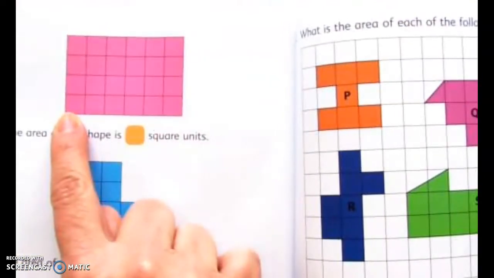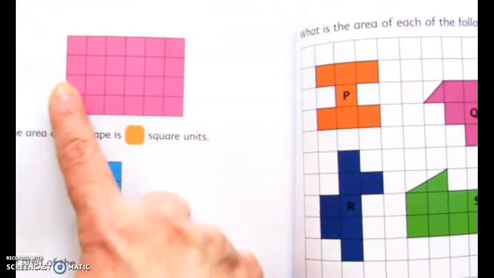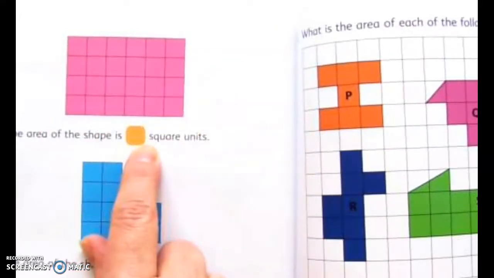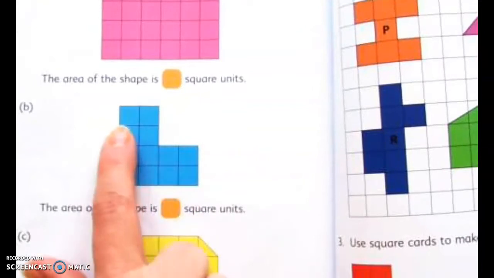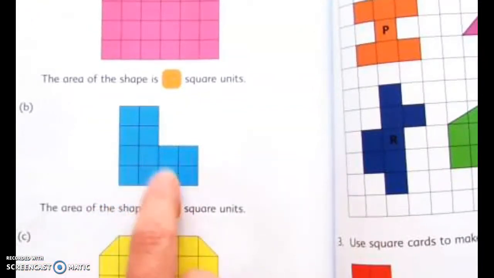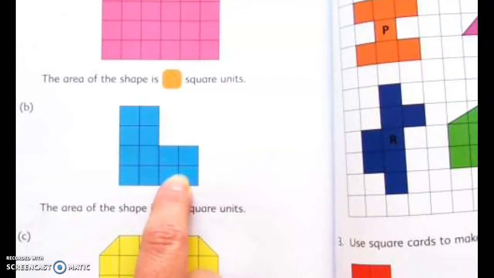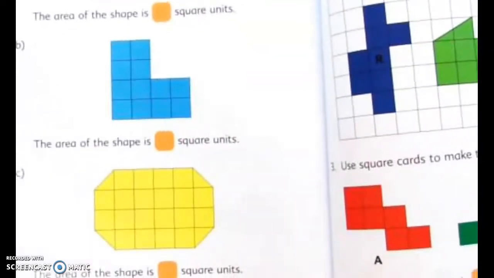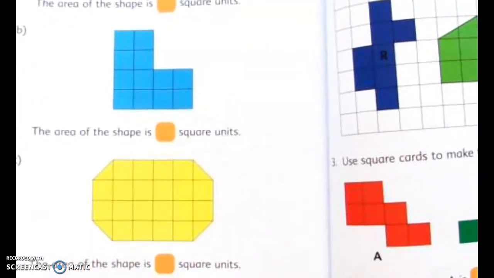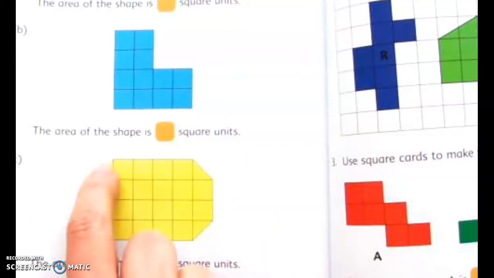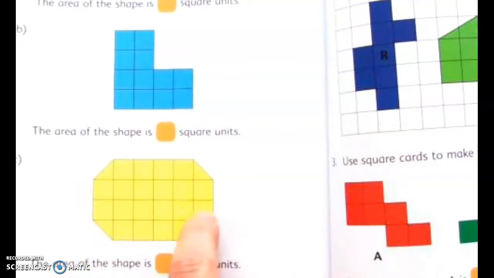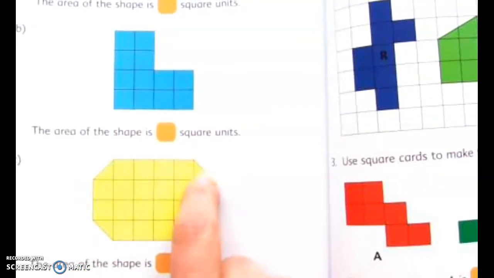Now, we can do the same thing for each of these shapes, right? There are 6 across, 6, 12, 18, 24. The area of this shape is 24 square units. The area of this L shape here, 2, 4, 6, 8, 10, 12. So those all have 12 square units. And you could do the same thing, except this time we have some triangles, so we have some halves. There are 16 in the middle, 17, 18, 18 and a half, 19, 20, 21, 21 and a half, 22. So that takes up 22 spaces.